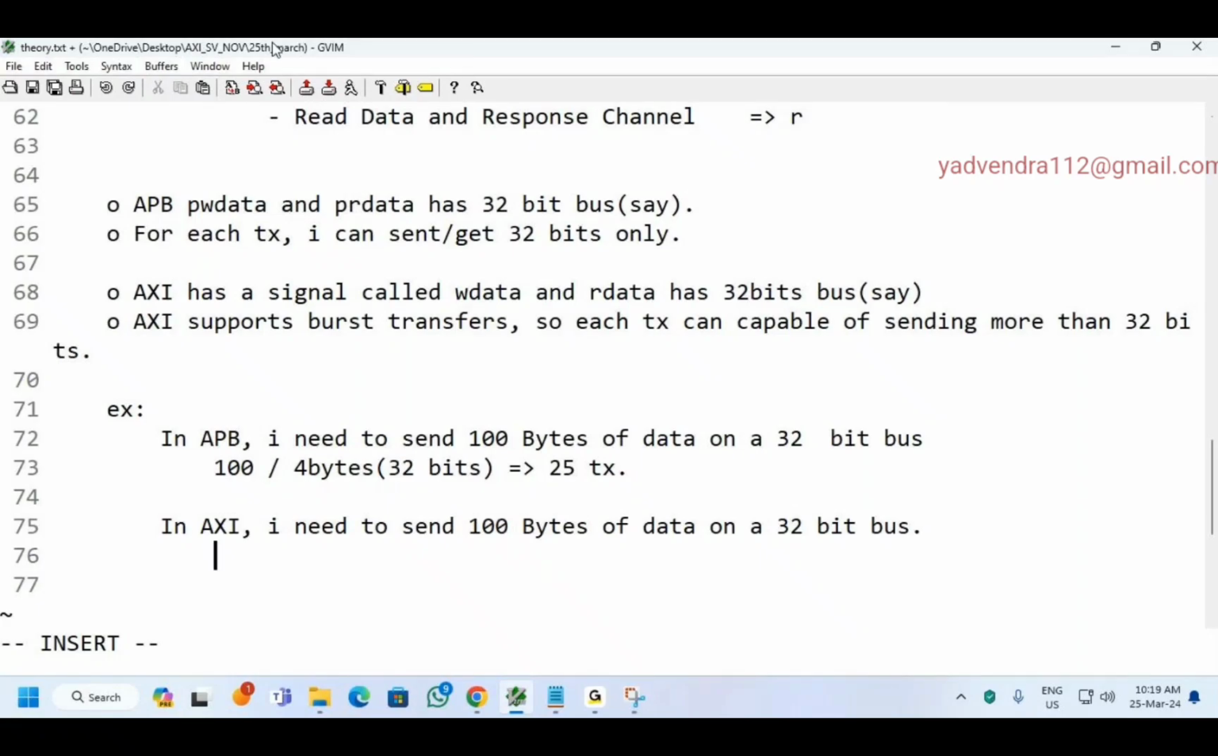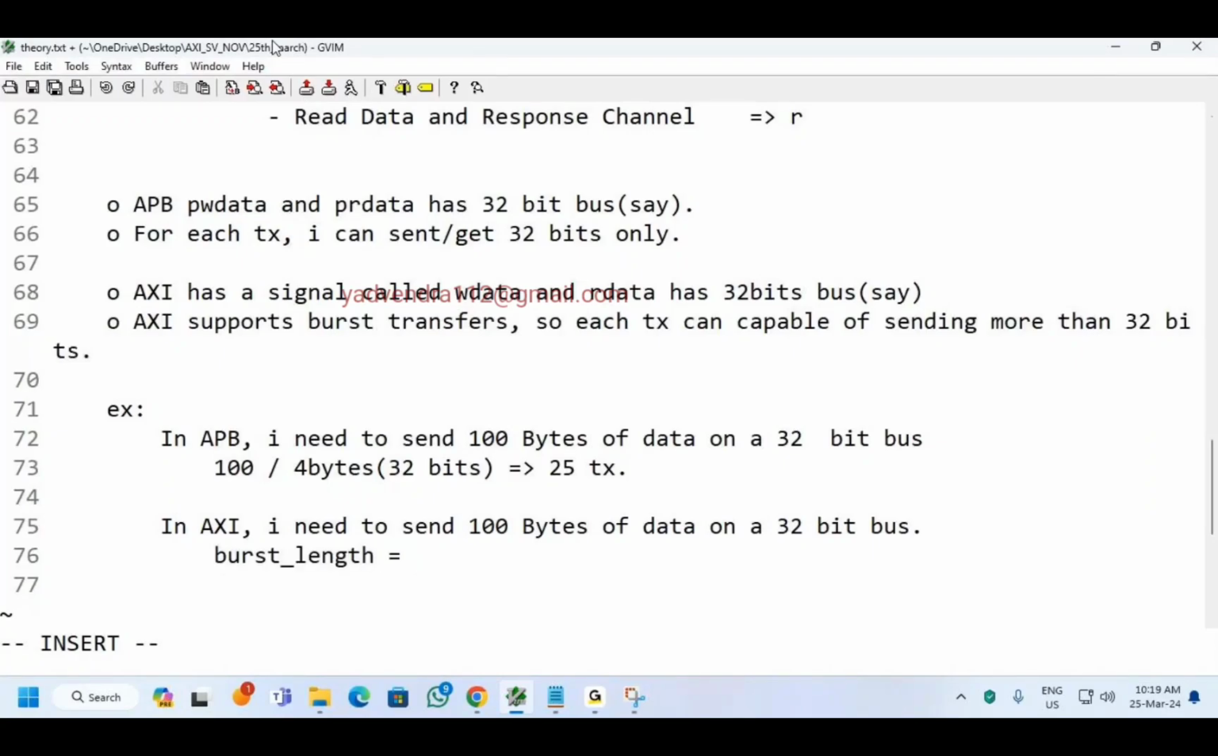Okay, so I need to send 100 bytes of data on a 32 bit bus. AXI will tell me that the information is not sufficient for me. You need to tell how many transactions, that means how many bursts I need to do. That means how many such 32 bits I need to send. It will ask how many such 32 bit chunks of data I need to send. That is what we call the burst length.